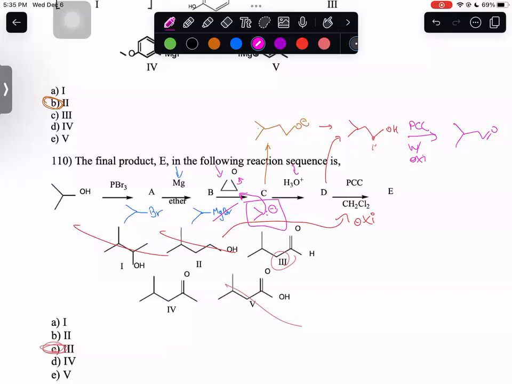No. To get 5, we would need a strong oxidizing agent, like KMnO4. Then it would be 5. But if the alcohol group is in the middle of the carbon chain, that would make it secondary, meaning that we would form option 4. So yeah, it's all about the combinations that we have in here.